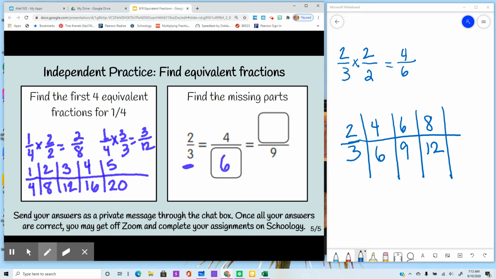Okay, we have 9, so I could say 2/3 times something gives me something over 9. Well, what times 3 gives me 9? 3. So if I multiply the denominator by 3, I must multiply the numerator by 3. That gives me 6/9. This just happens to work out where they're both 6. It's not some magic that it's going to be 6 here and then 6 there. It's just the way that the numbers worked out. If I had 1/3 instead of 2/3, my numerator would be different. It would be 3/9.